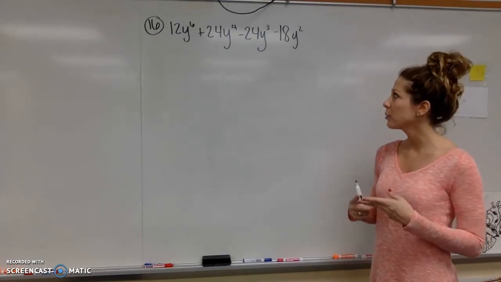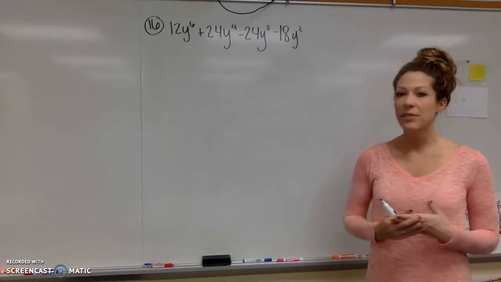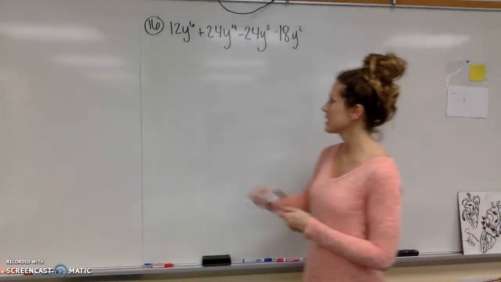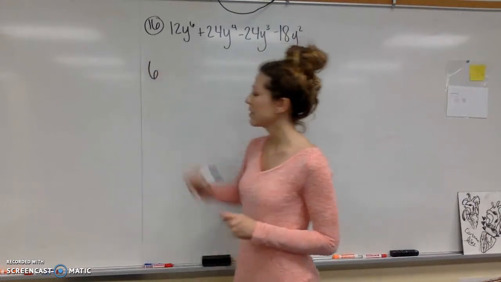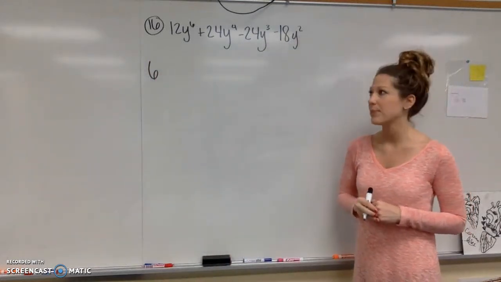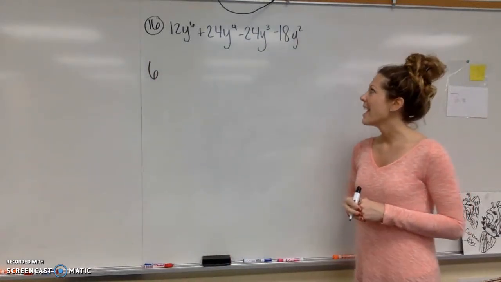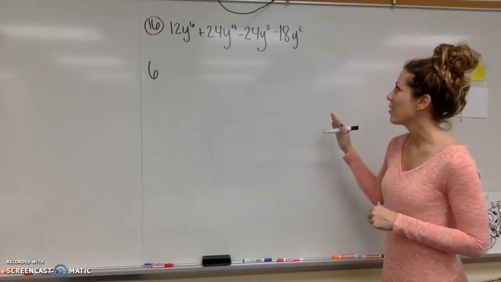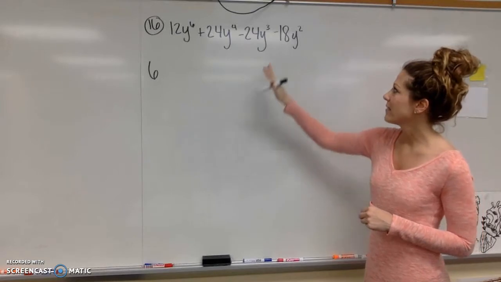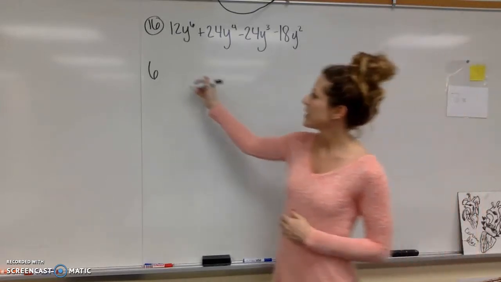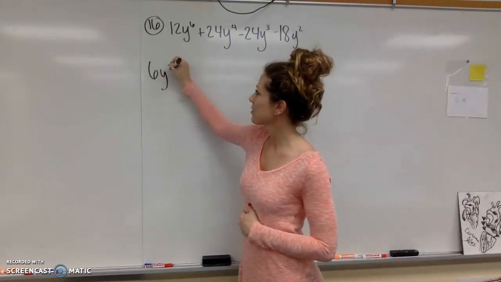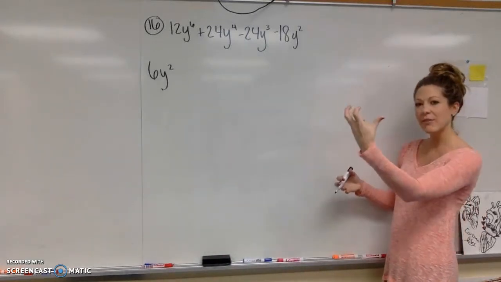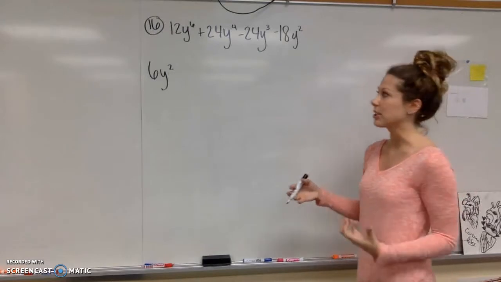So in number 16, we're going to look at the numbers first. So we've got 12, 24, and 18. So out of those numbers, our greatest common factor would be 6. So we know we can factor out a 6 out of each of those numbers. And they all also have a y, and they all have at least y squared. So in addition to the 6, we're also going to factor out a y squared term, because they at least have a y squared that we can pull out of each term.